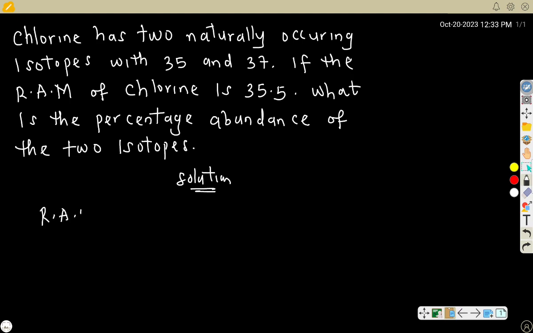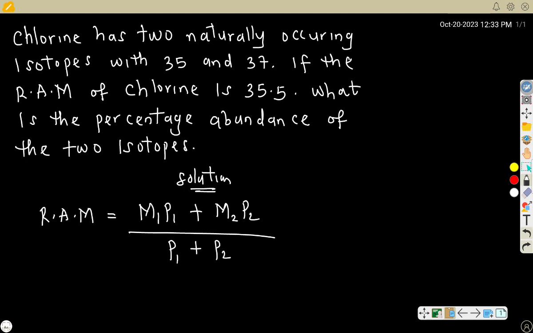Relative atomic mass will be equal to M1P1 plus M2P2 divided by P1 plus P2. Now take note that this is percent, and normally the total percent must be 100%. Even though you have 10 isotopes, if you add all the percentages, it will sum up to 100. So that is the technique we are going to use here.